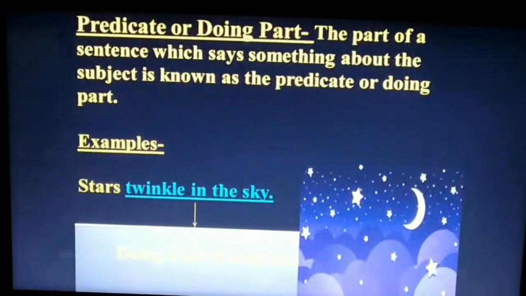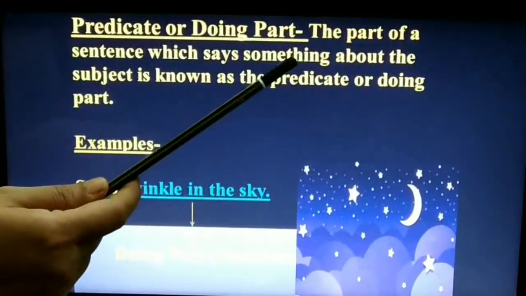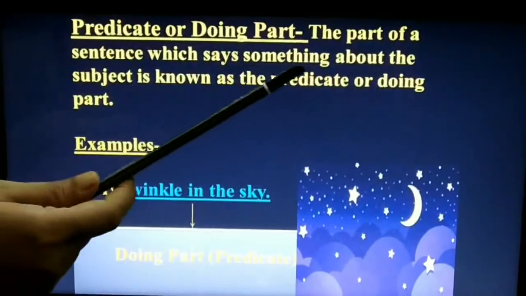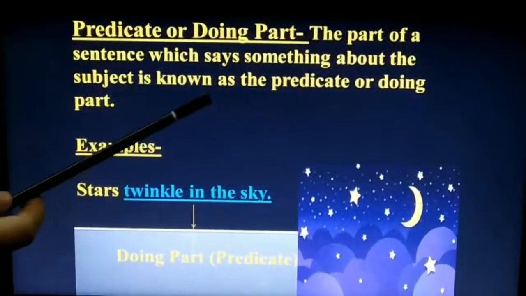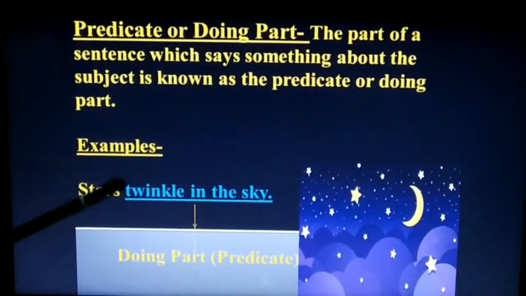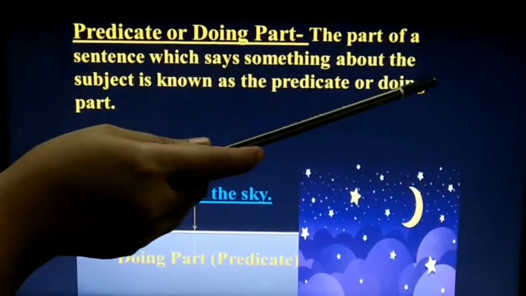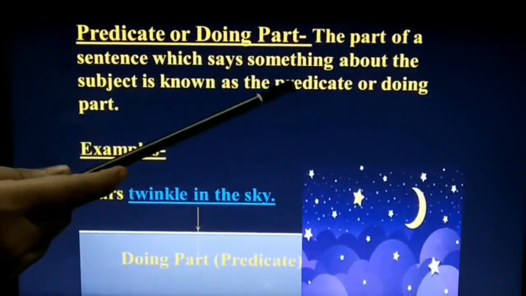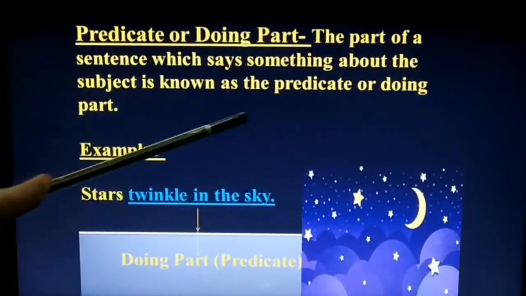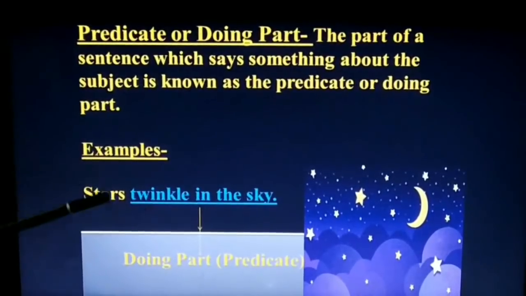Now let's see what a predicate is. Predicate, or doing part. The part of a sentence which says something about the subject is known as the predicate, or doing part. Once again, let me repeat. The part of a sentence which says something about the subject is known as the predicate, or doing part. Now, let's see the examples of predicate.